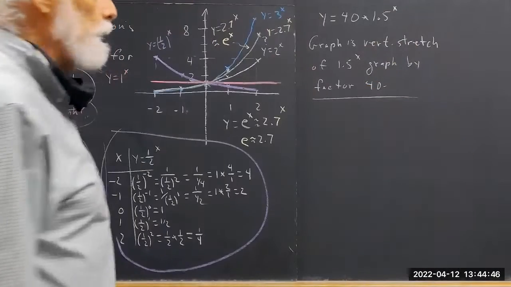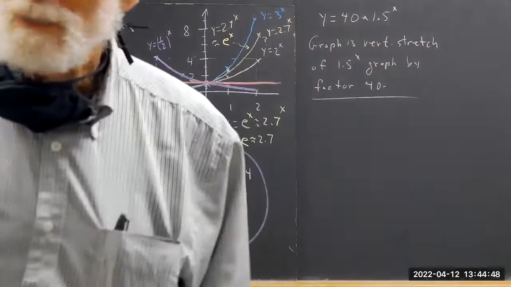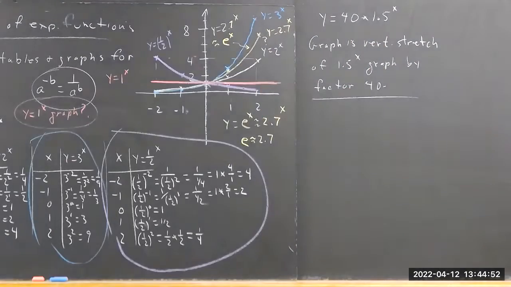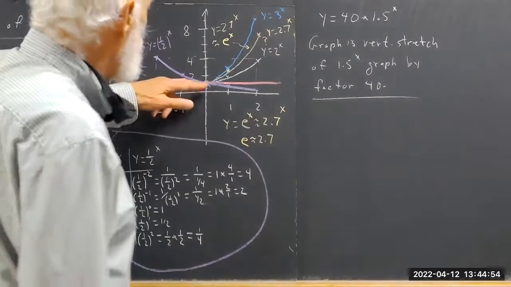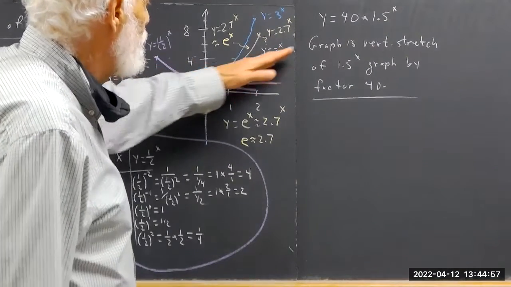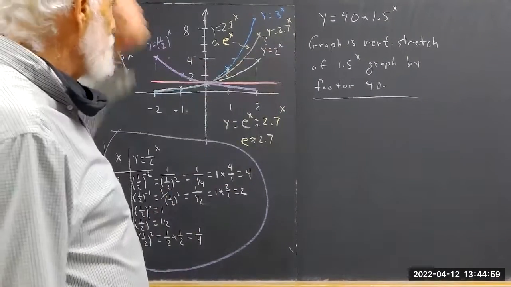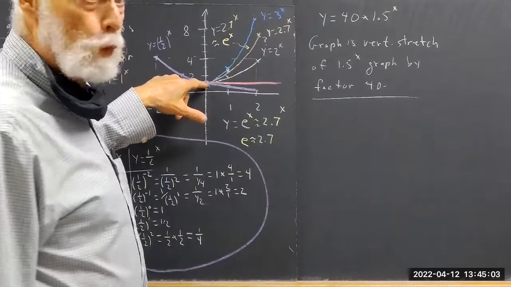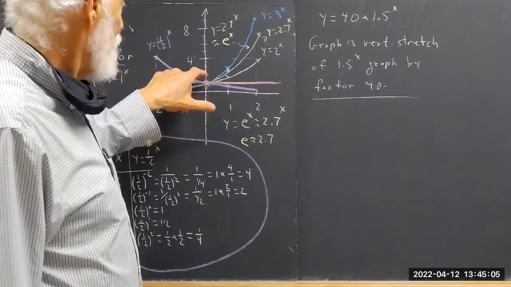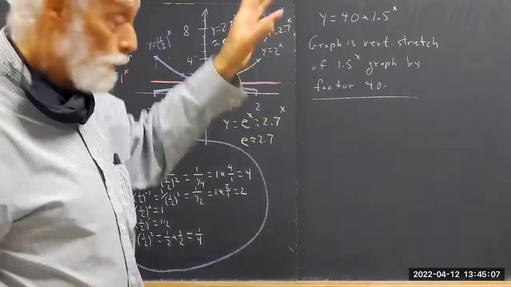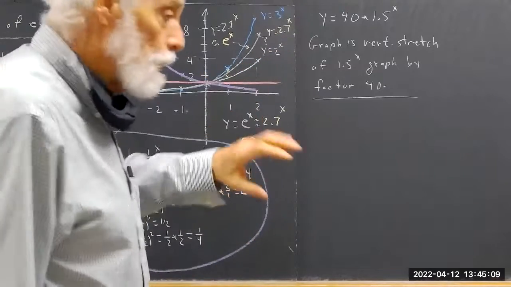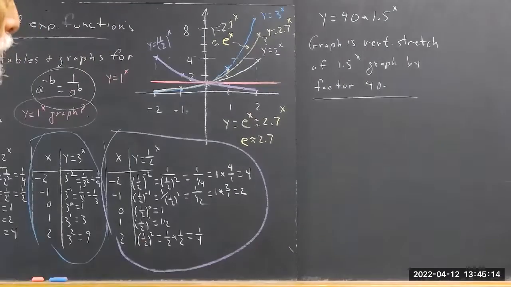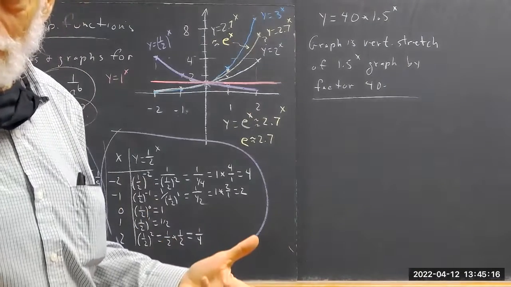Well, I'm not even going to try to draw a graph stretched by a factor of 40. That's too big of a stretch. But it's going to be a graph between here and here, except that instead of having 1 here, this would be 40. Instead of having 2 here, it would be 80, and so forth. Well, you understand vertical stretch, I hope. And vertical shift.